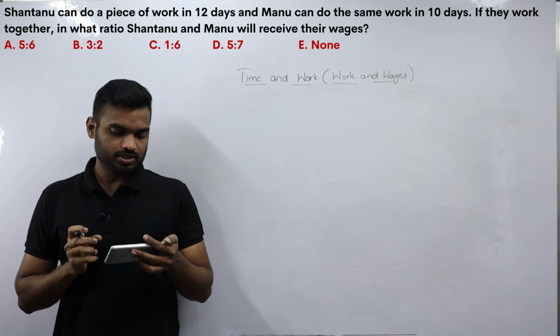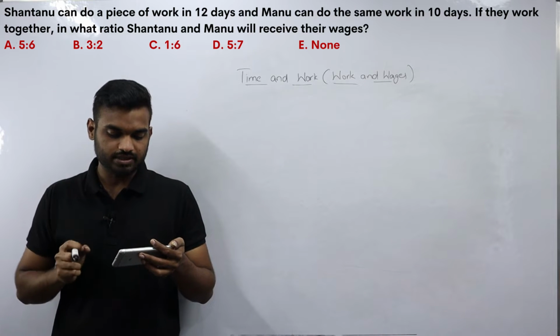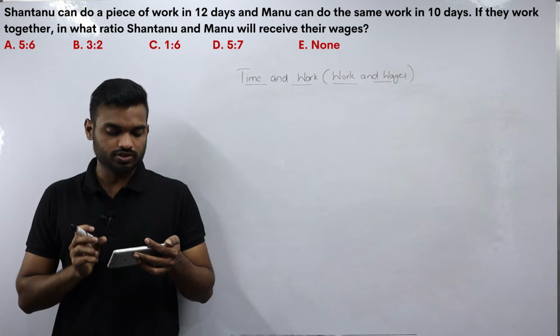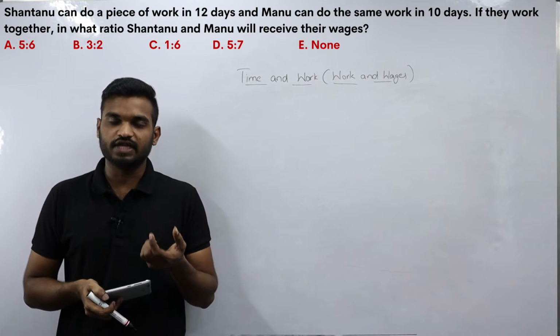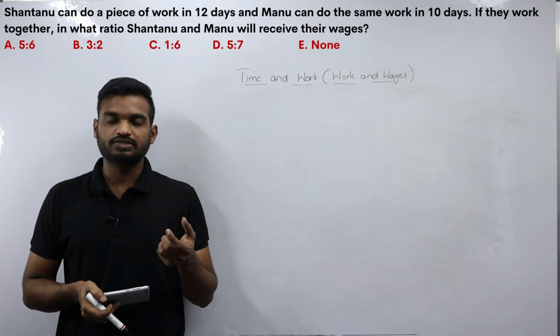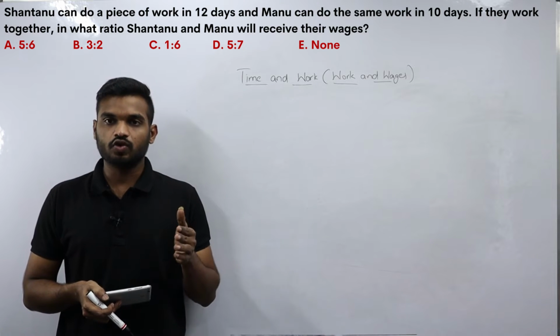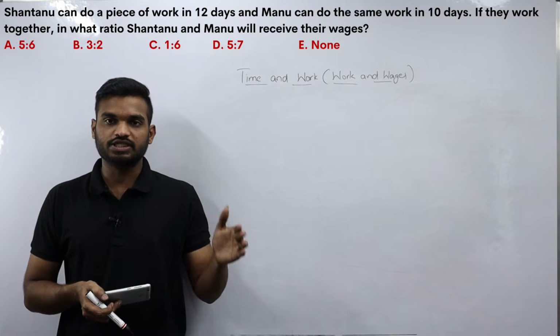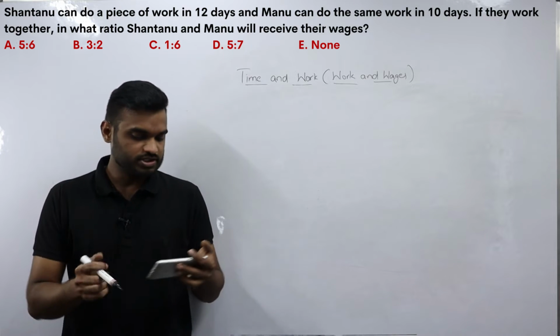It is given that Shantanu can do a piece of work in 12 days and Manu can do the same work in 10 days. If they work together, in what ratio will Shantanu and Manu receive their wages? So we need to find the ratio of their wages. I have already told you the money or wages will always be divided among the persons based on their efficiency. So if I know the ratio of efficiency between Shantanu and Manu, I will know the ratio of their wages. Okay, now let's solve this problem.